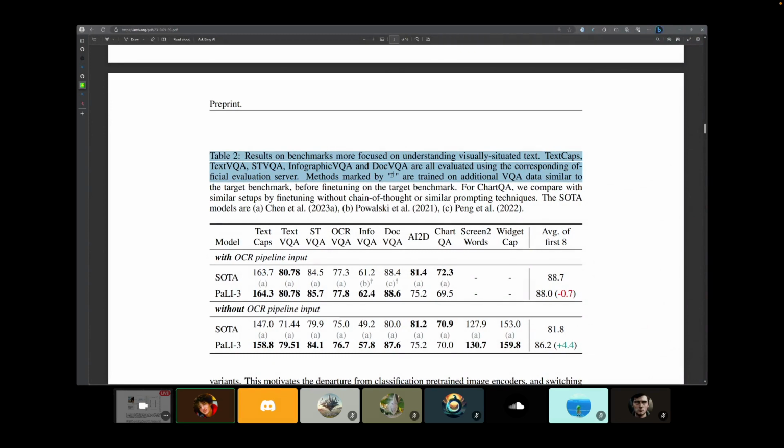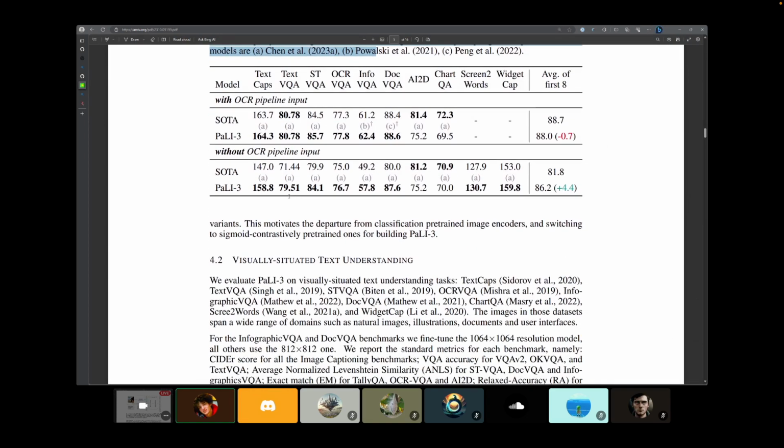Methods marked by that symbol are trained on additional VQA data similar to this target benchmark for fine-tuning the target benchmark. For chart QA, we compare with the similar steps for fine-tuning without chain of thought or similar prompting techniques. SOTA models show variance, and this motivates the departure from the classification pre-training image encoders and switching to sigmoid contrastively pre-trained ones for building Poly 3.